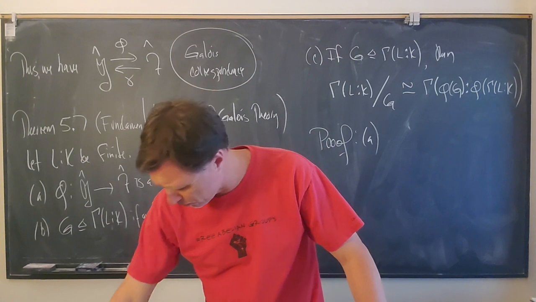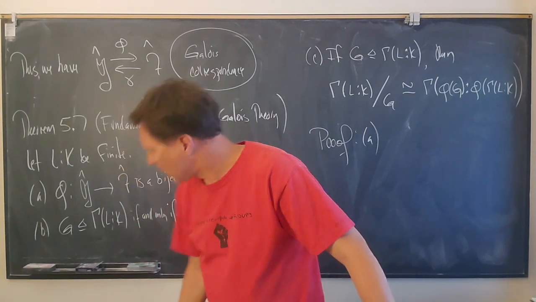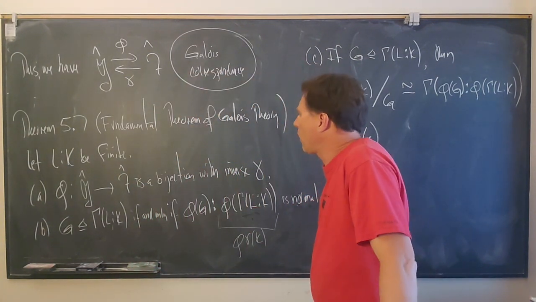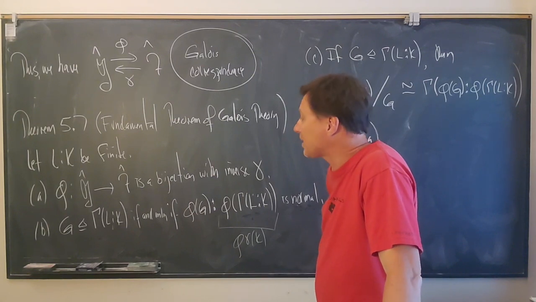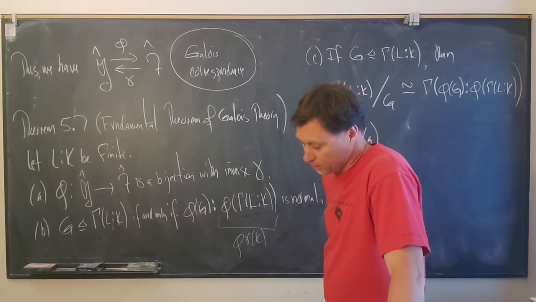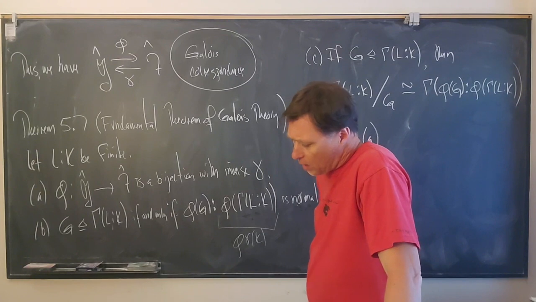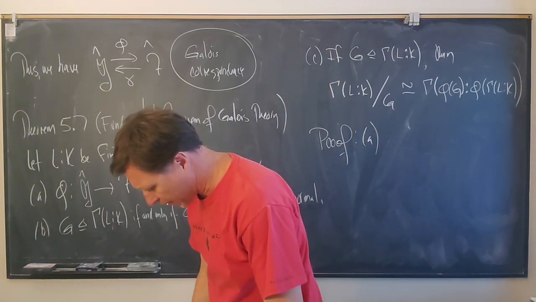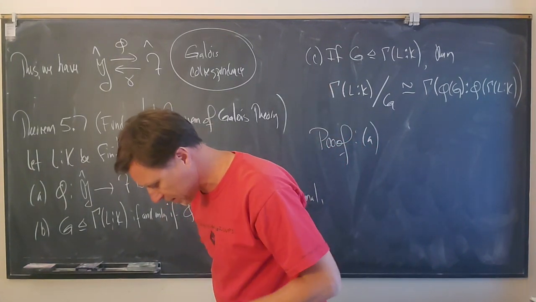The proof is not overly difficult. So what do we need to do? Well, I want to show that phi is a bijection, so I need to show that it's 1-to-1 and onto. One thing that I want to point out, and we'll use this in a second, but let me just get it out of the way.